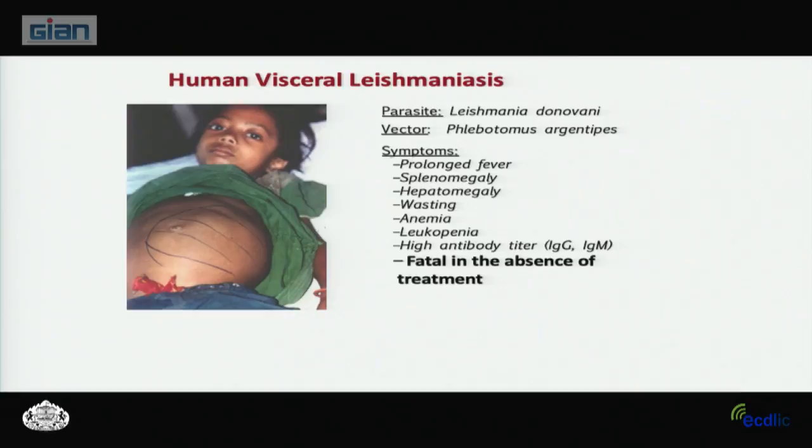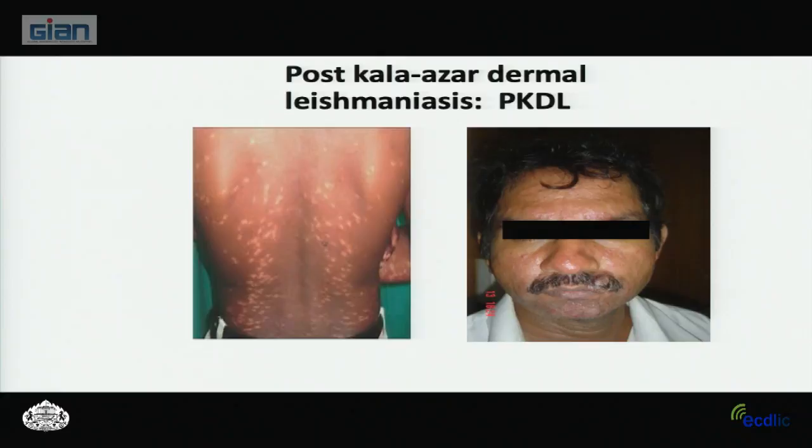this is the clinical aspect of the disease again. The parasite in India is Leishmania donovani. The vector is Phlebotomus argentipes. These are the symptoms: prolonged fever, splenomegaly, hepatomegaly, wasting, anemia. Importantly, it's fatal in the absence of treatment.